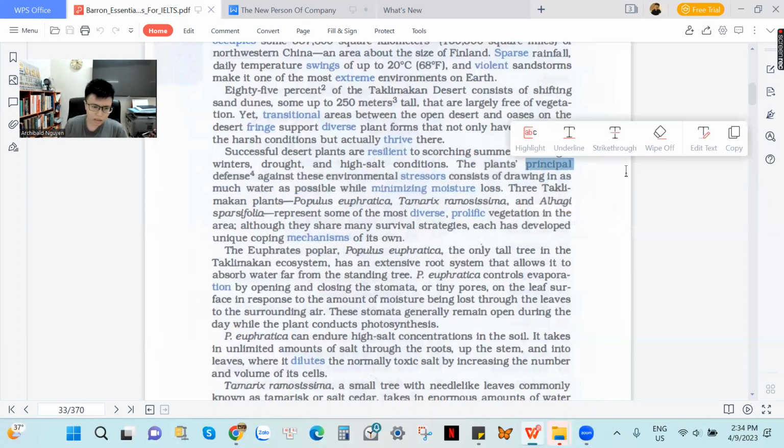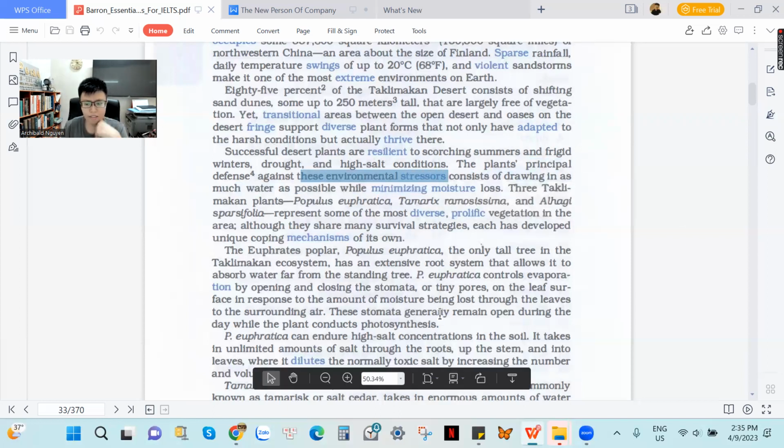Principle is not like the principal of the school or the principal of the center. It's not like the top leader of the school or the top leader of the center. Principle here means the rule. The principle defense means the defense rules. The rules for you to fight back against something which is wrong to you. That is principle defense. It just means defense rules. So the plant's defense here is fighting back against these environmental stressors.